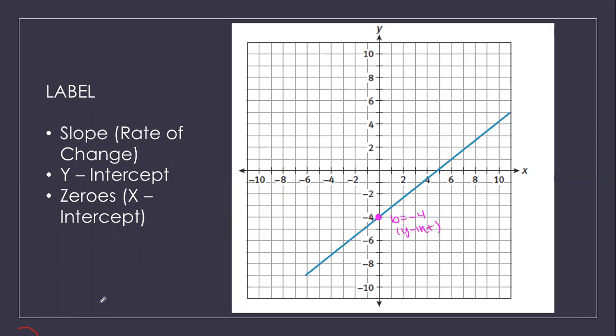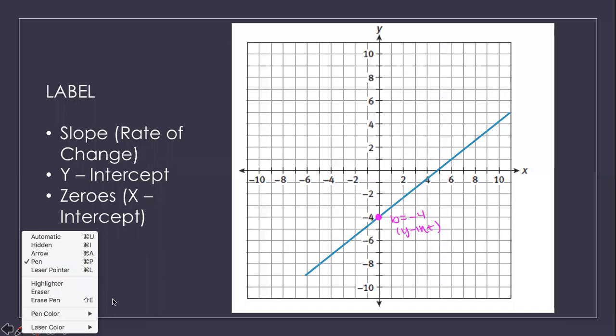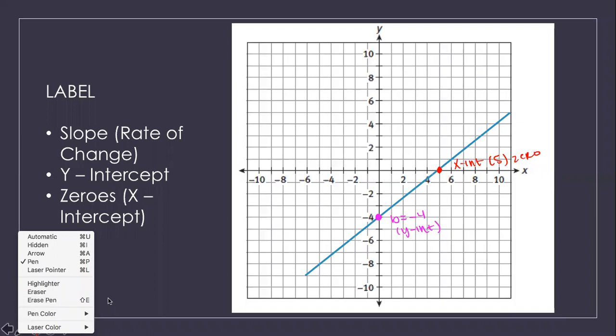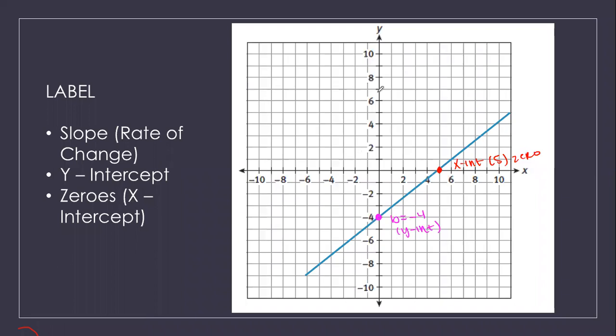What's the x-intercept? 5. Awesome. And remember, this is also called a zero. This is also called a zero. And can anyone tell me my slope? -1. Yes, 4 over 5. Awesome.